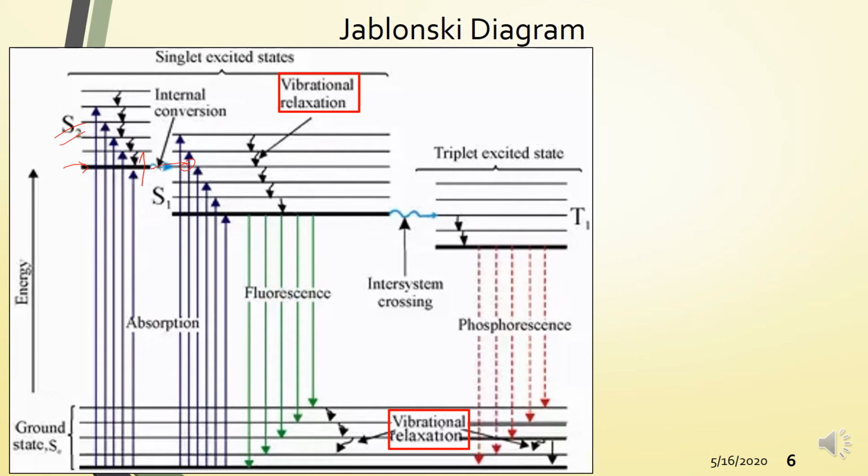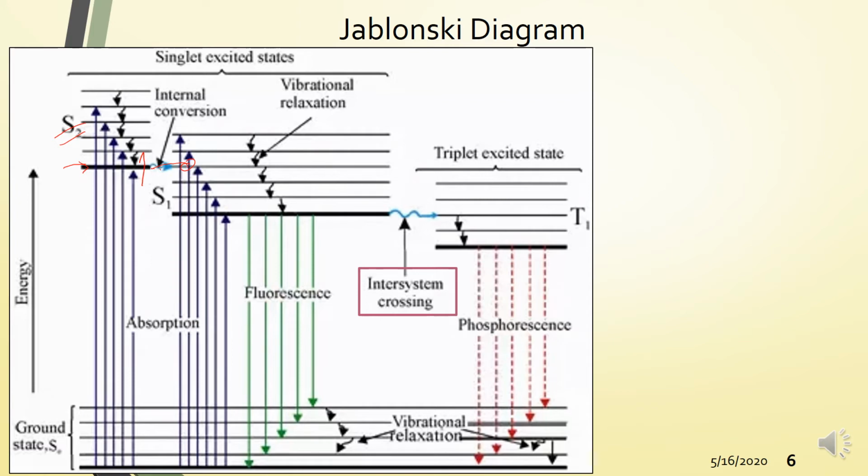These routes will also occur if your excited molecules collide with other molecules. So these non-radiative processes are quite efficient in lowering the energy of your electrons and bringing them back to the ground state.